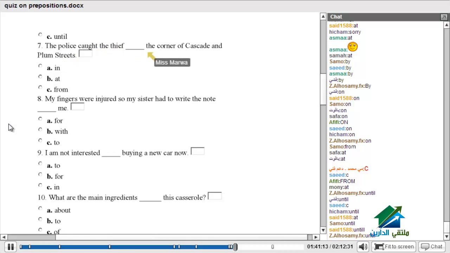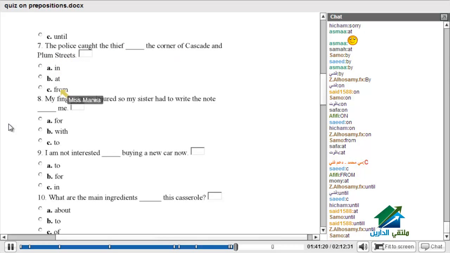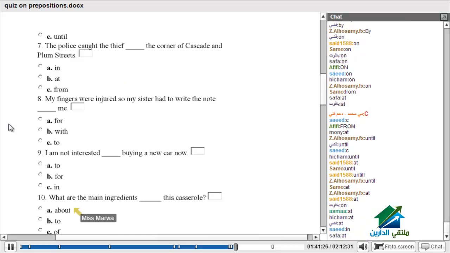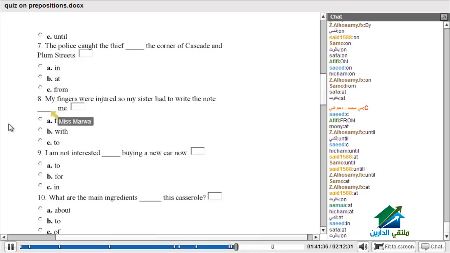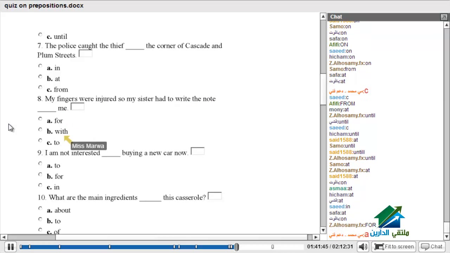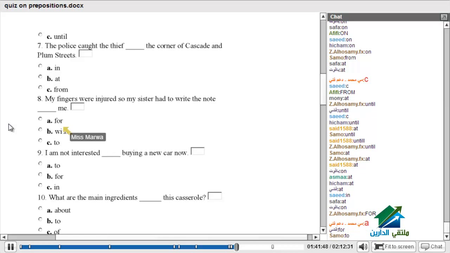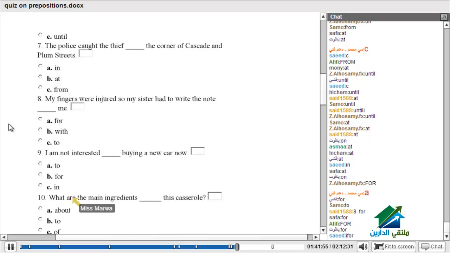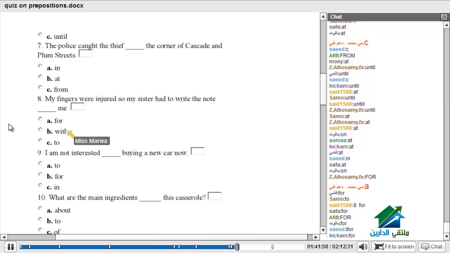The police called the thief at the corner of Cascade and Plum Street. In, at, from. I'm speaking about number 7. At. Excellent. Okay. Number 8. My fingers were injured, so my sister had to write the note for me, with me, to me. Number 8. For. Excellent. This is the right answer.